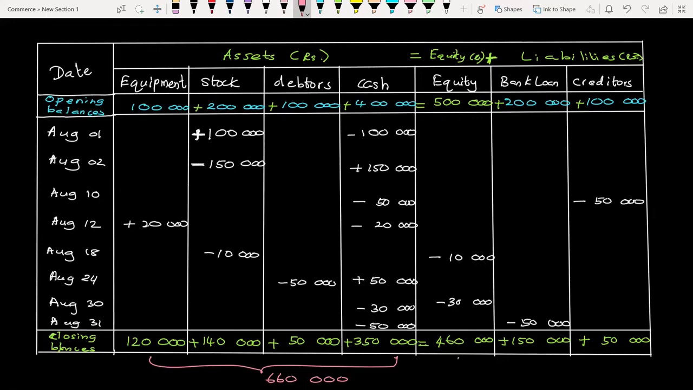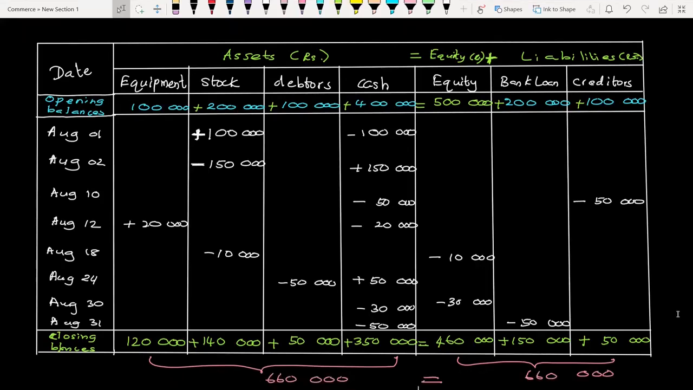So what about the right side? What is the total of the right side? The closing balances of equity and liabilities. 460 plus 150 is 610. Then 610 plus 50 is 660. So it's again 660,000. The total value on the right side of the accounting equation is 660,000 rupees. So our equation balances.